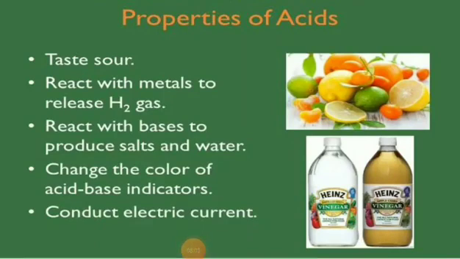The taste is sour. Acid reacts with metals to release hydrogen gas. When acid reacts with metals, what will happen? It releases hydrogen gas. Acid reacts with bases to produce salt and water. When acid reacts with base, it produces salt and water. This is an important point. Acid changes the color of acid-base indicators. Acid conducts electric current. This is also an important point. Acid conducts electricity. Do you follow, students?